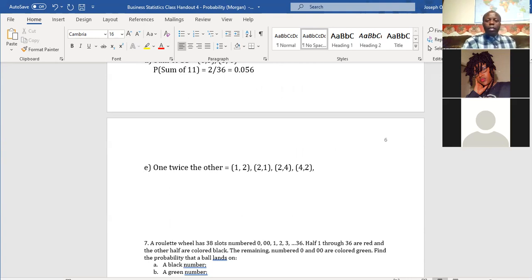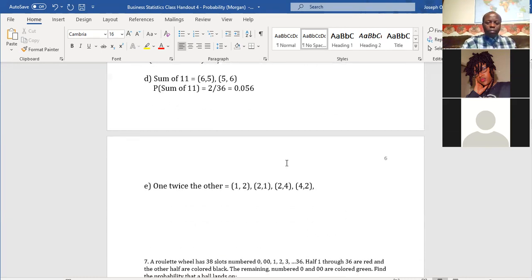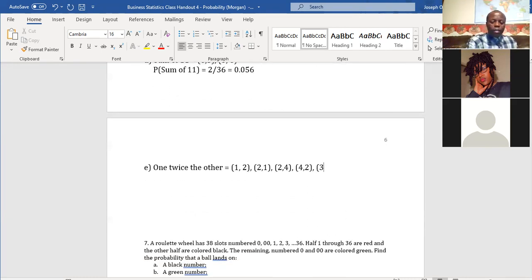Another one we need to get is 6, 3 and 3, 6. 3 plus 3 is 6, so twice 3 gives us 6. So 3, 6 and 6, 3. These are what we mean by one number twice the other for this particular sample space.